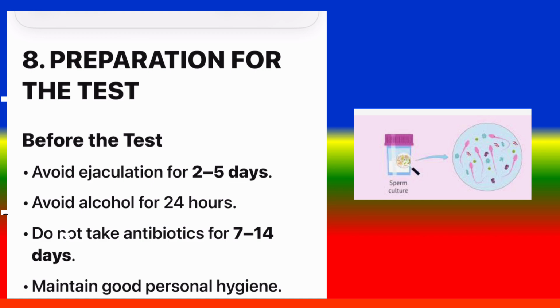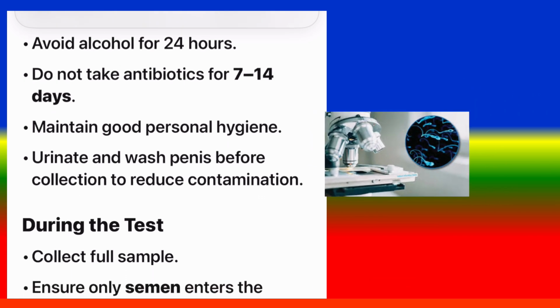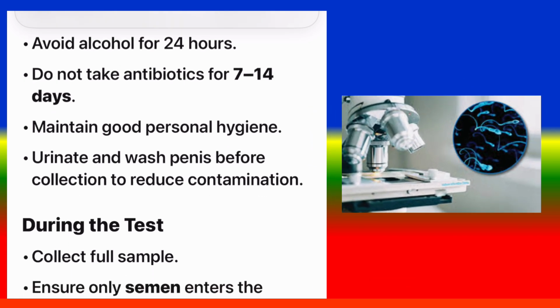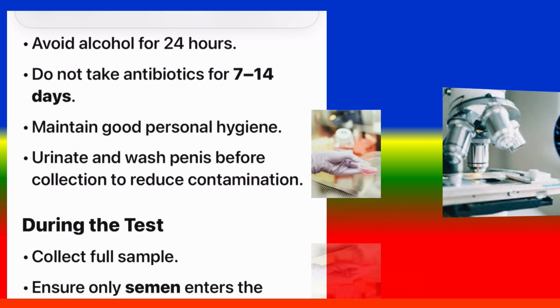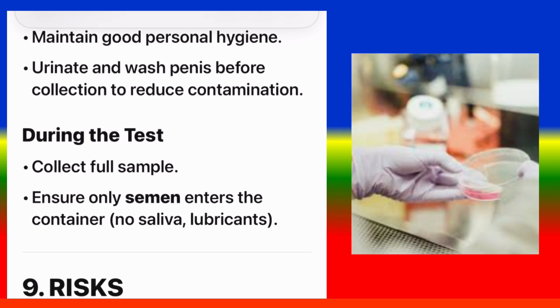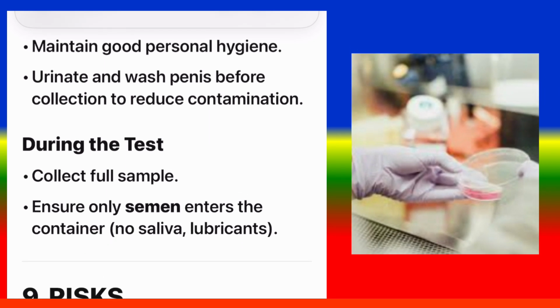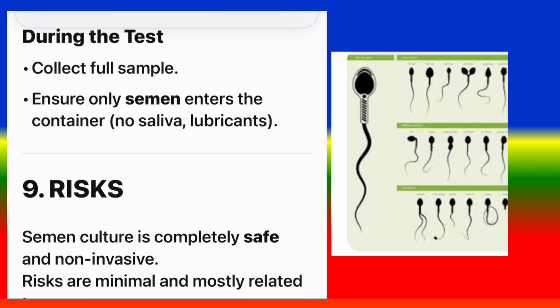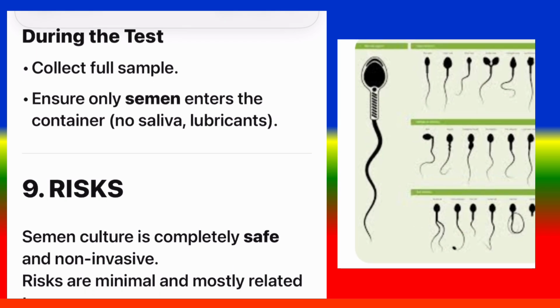Number 8, preparation for the test. Before the test, avoid ejaculation for 2 to 5 days. Avoid alcohol for 24 hours. Do not take antibiotics for 7 to 14 days. Maintain good personal hygiene. Urinate and wash penis before collection to reduce contamination. During the test, collect full sample. Ensure only semen enters the container, no saliva, no lubricants.